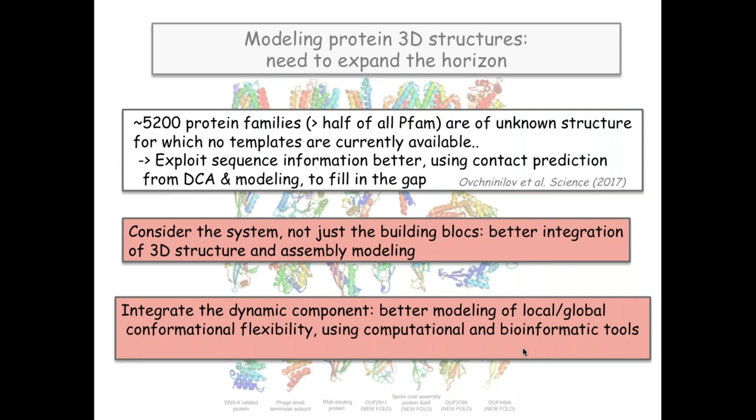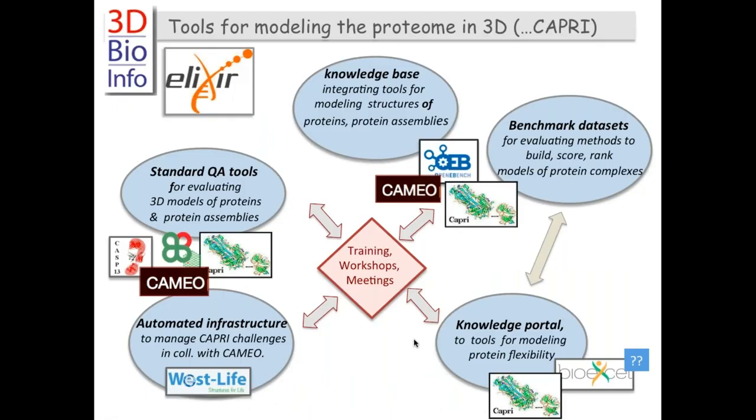CAPRI doesn't do it really optimally either. And finally, what I think is crucial also is to integrate the dynamic component, better modeling of local and global conformational flexibility using both computational and bioinformatic tools. To try to address all these things, we have been discussing how to go forward with this in the framework of Elixir and the formation of the 3D bioinfo community of Elixir.